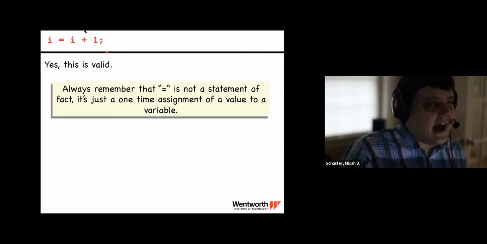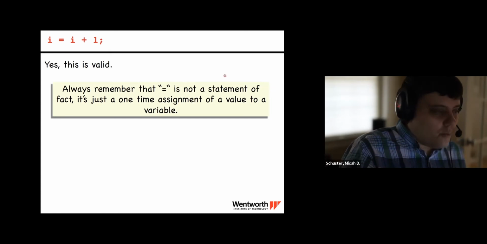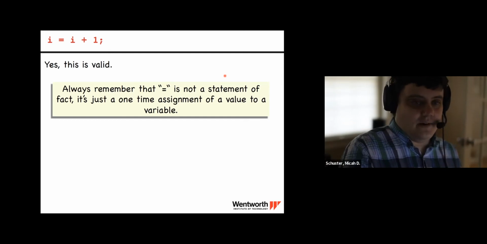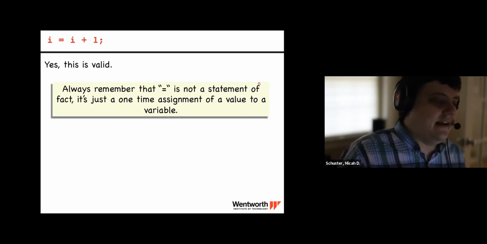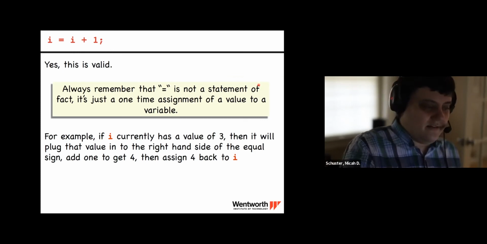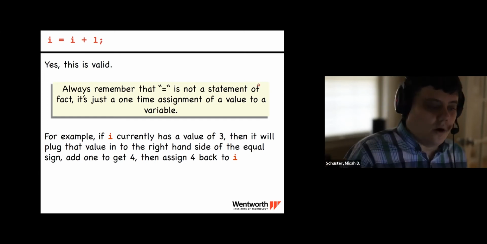So to update i, to increase its value by 1 for the next loop iteration, for instance, this works perfectly fine. It'll take whatever the current value is, add 1 to it, and overwrite whatever used to be in i. So remember that i = i + 1 is essentially overwriting the original i with whatever's calculated on the right-hand side. So the quick example here, if i is currently 3, then it's going to plug 3 into the right-hand side, add 1 to it, and then assign 4 back to i. So just a little concrete example there.